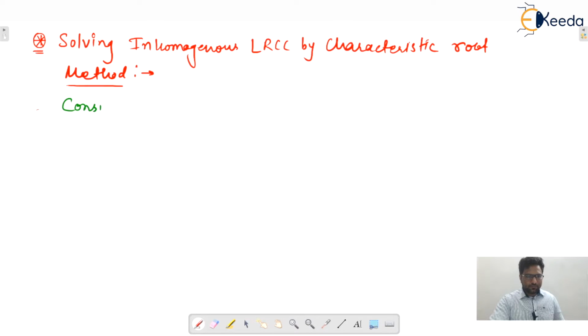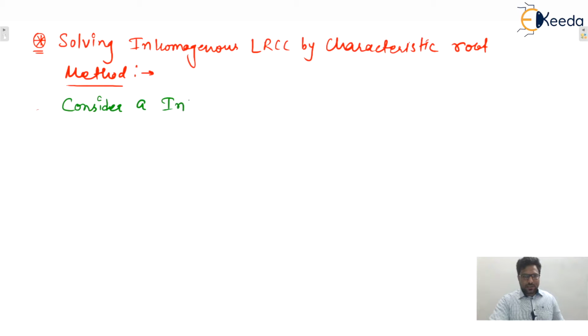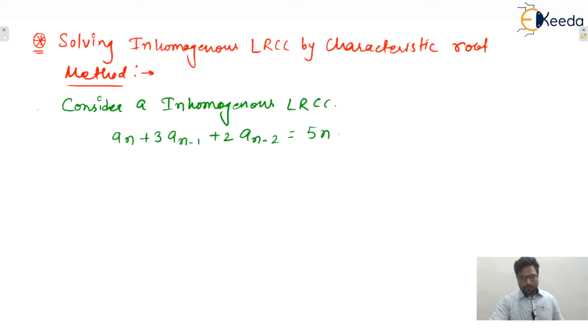Let us consider an inhomogeneous LRCC. Okay, so let us consider one recurrence relation. Let's say a_n plus 3 times a_(n-1), plus 2 times a_(n-2) equals 5n plus 2.